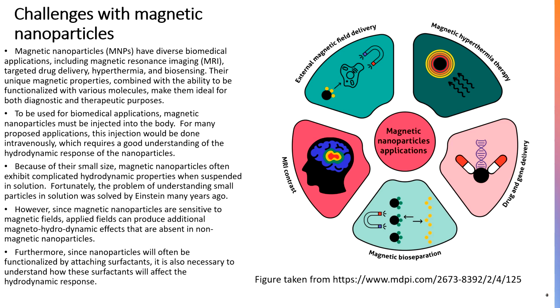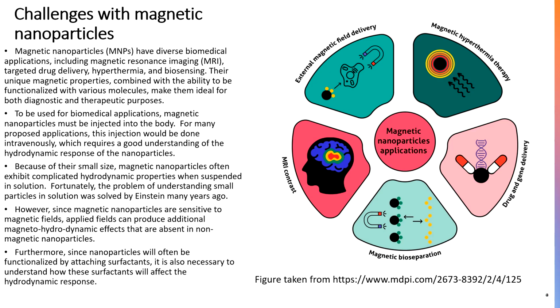So magnetic nanoparticles have diverse biomedical applications, including magnetic resonance imaging, MRI, targeted drug delivery, hyperthermia, biosensing, and their unique magnetic properties combined with the ability to be functionalized. You can add different types of functions, attaching some moieties there, attaching some linkings, and that helps. That is called functionality of the nanoparticle. And combined with the ability to be functionalized with various molecules, it makes them ideal for both diagnostic and therapeutic purposes. So you can attach some fluorescent materials to this, and then you can use them for diagnostic purposes, or you can attach different types of drugs to this with the surfactants included, and then the drug can be delivered. So at a time you can have multi-drug therapy for cancer cells, and that is possible using this magnetic nanoparticle.